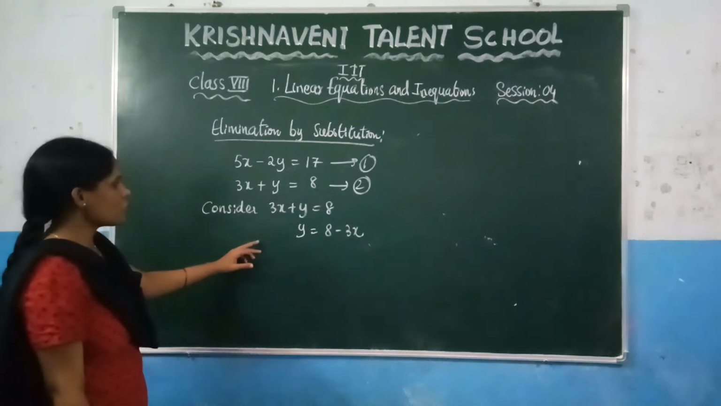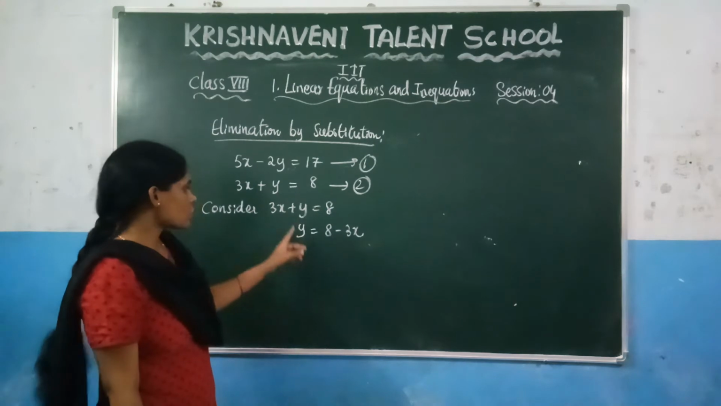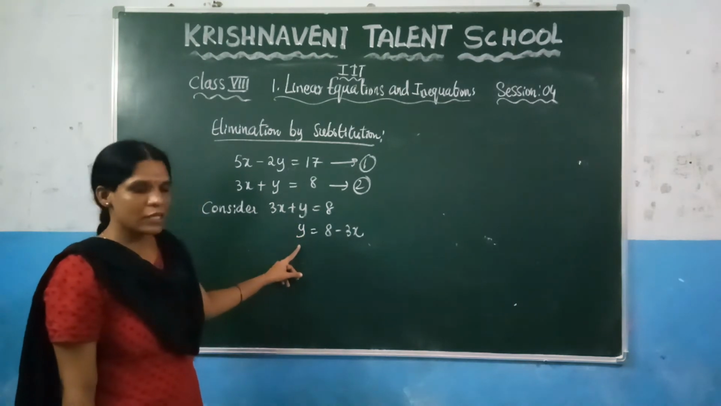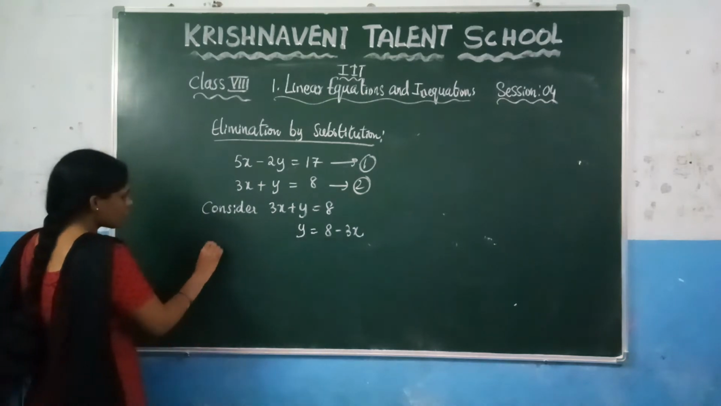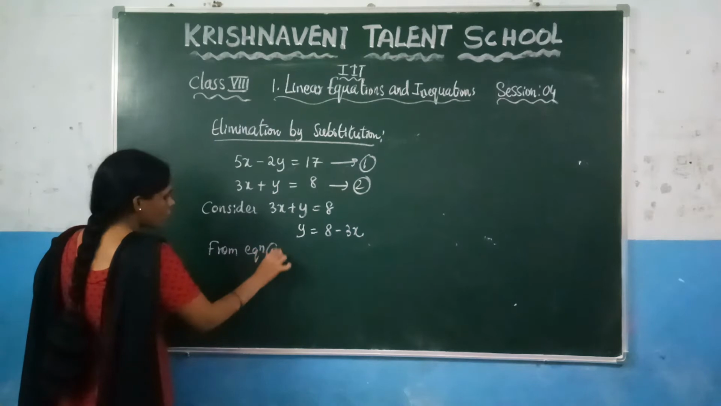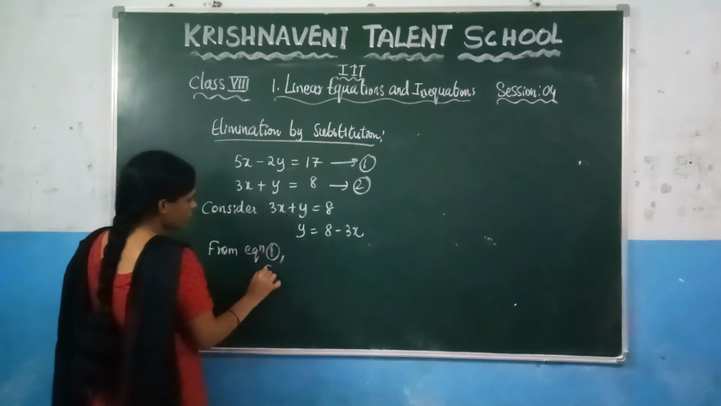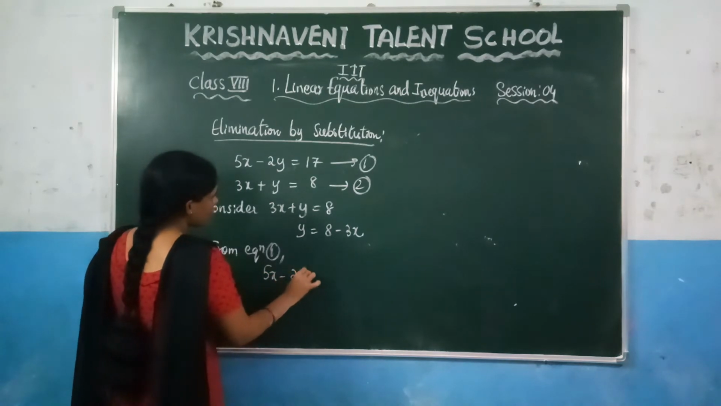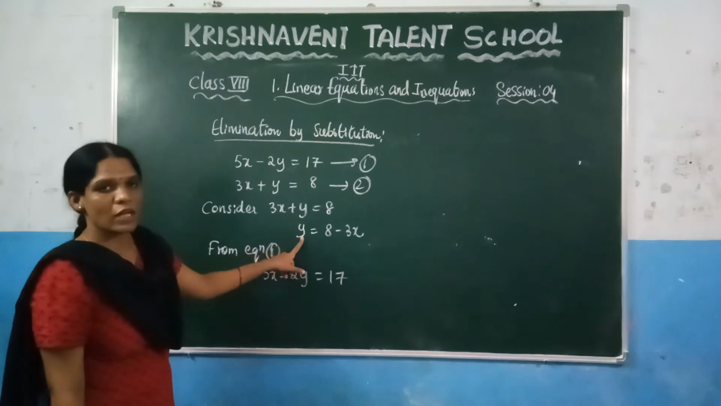So from equation 2, what we got here: 3x plus y is equal to 8. We have calculated the value of y, we got it as 8 minus 3x. Now we took equation 2, we got the value of y, and you need to substitute that in equation 1. What is equation 1? 5x minus 2y is equal to 17. Now you need to substitute the value of y here.